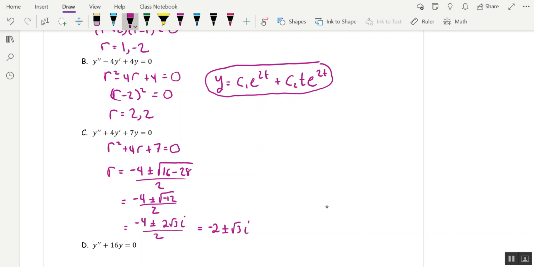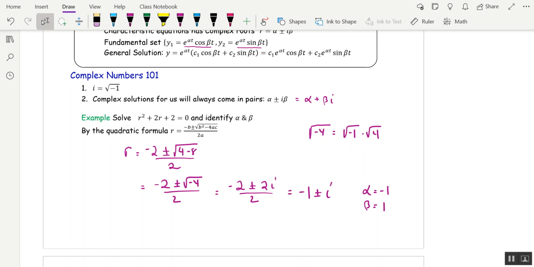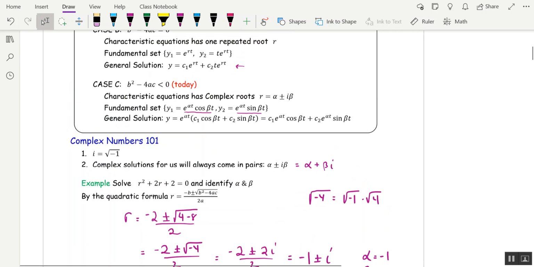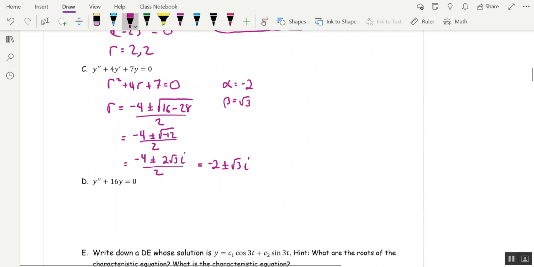Okay, so alpha is negative 2 and beta is root 3. That's all we need to know. And then I'm going to plug in to that formula on the first page. Some people factor their e to the alpha t out since it's in both terms. I like to distribute it, so I have one solution and then another. I like to write it like that.